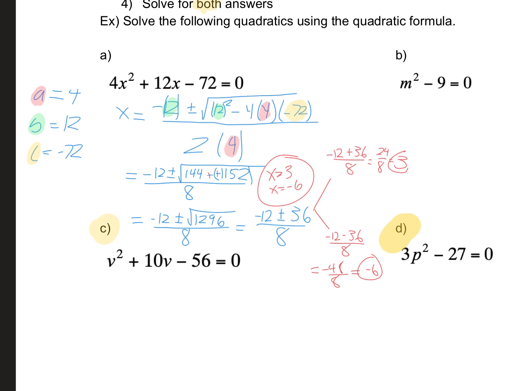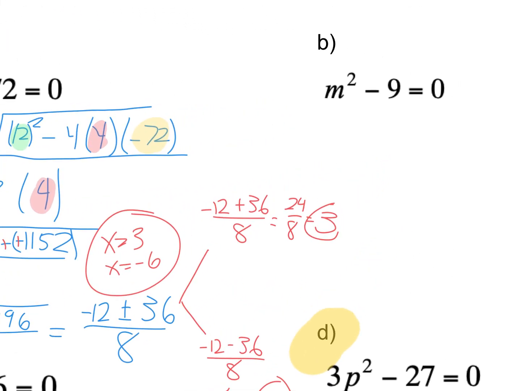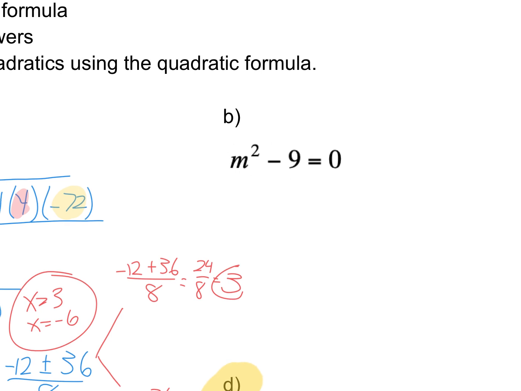That one had big numbers, so not all your problems are going to have numbers as big as that, so they won't be quite as complicated, but this is the general procedure that we're going to follow. So now let's take a look at B. Once again, we want to start by labeling our A, B, and C values. So A, in this case, is 1. B, we don't actually have a B value, because if we look, I have m squared, but then there's no m term. So in other words, B would just be 0, and then my C value is negative 9.